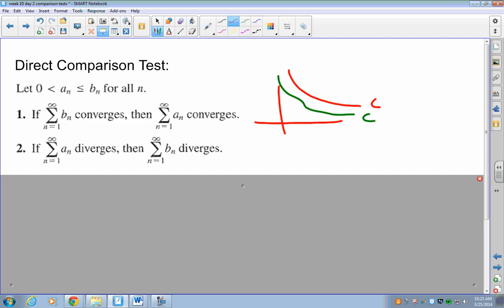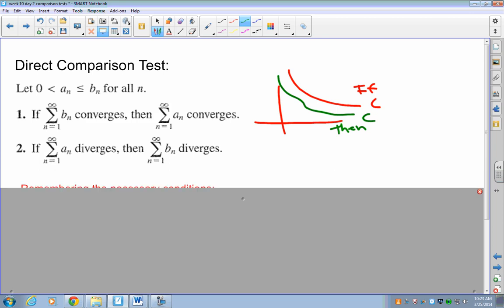So if that, then that. That's what the first one's saying. That's how I draw my picture to remember it. And then the other one is: if diverge, then what do you know about this black guy? Then diverge. To me, the picture is way more understandable than the wording, because they're using the same A's and B's, and I just like the picture better.